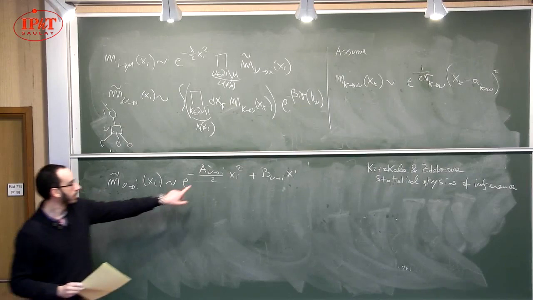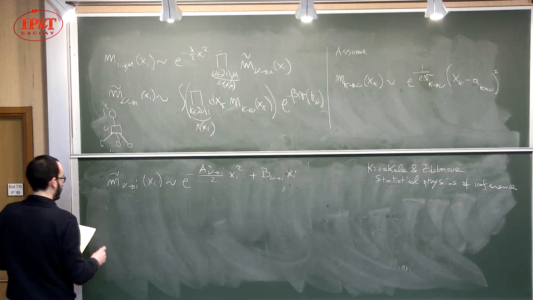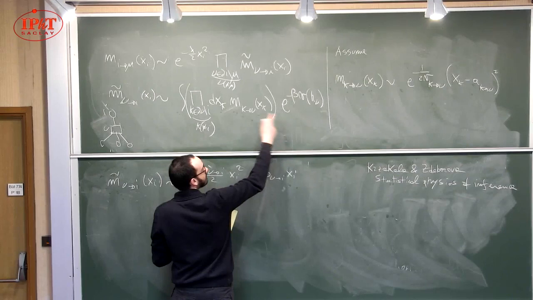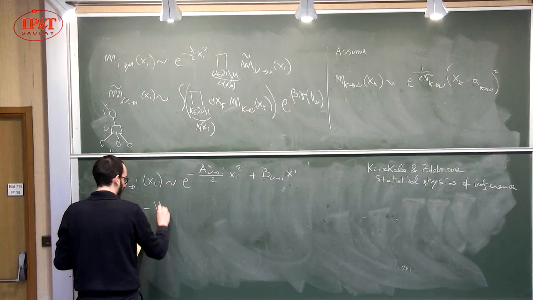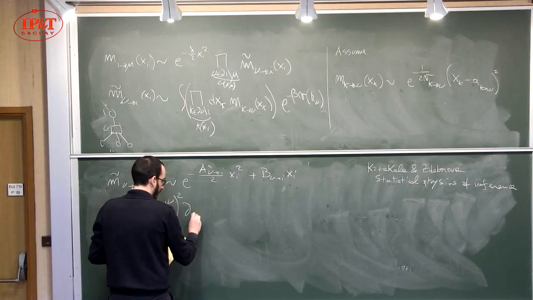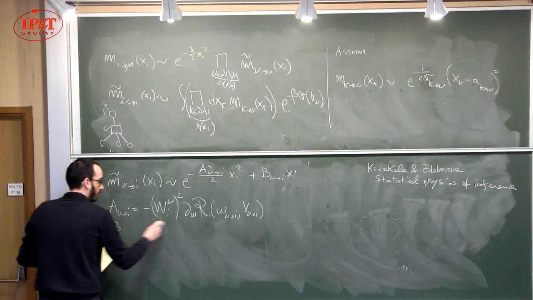So you have two parameters again that are connected, of course, to this one. And let me tell you what is the connection. I will not do the details, but you just plug the Gaussian there, and then A mu to I is minus W mu I squared, and I will tell you what these variables are.